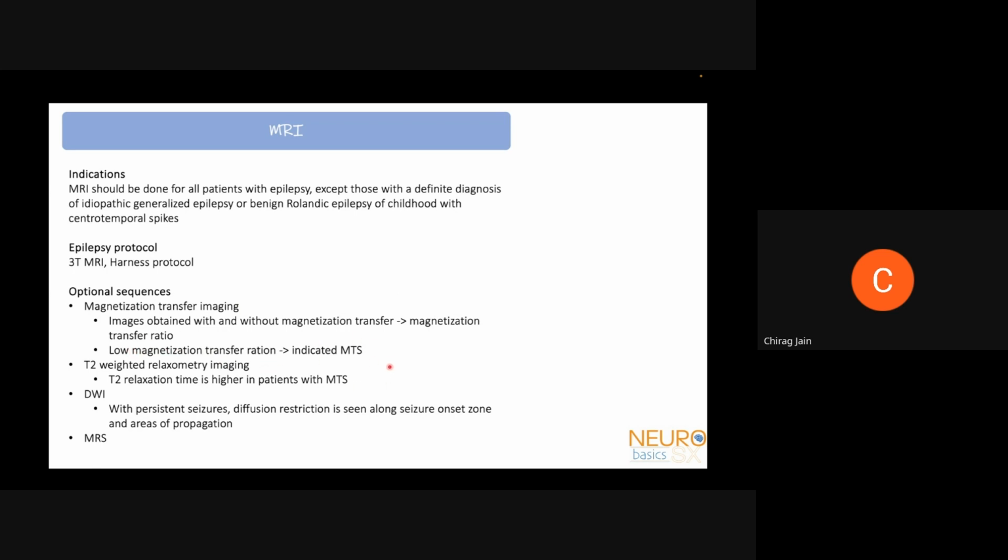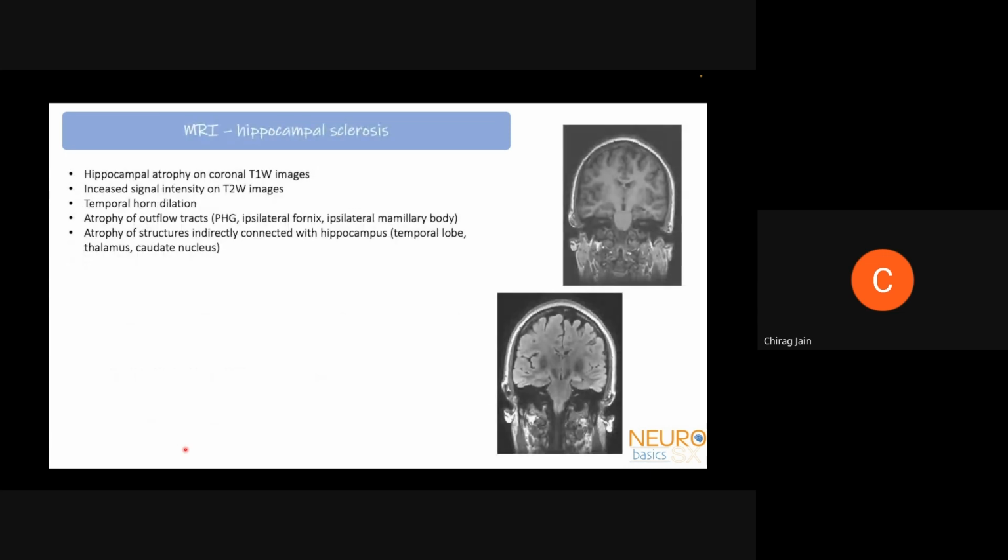Sometimes you're not able to pick up MTS simply with a normal MRI. So this magnetization transfer imaging and even T2 weighted relaxometry imaging can help you to pick up subtle MTS. T2 relaxation time is actually higher in patients with MTS, and you can weight the images particularly to look for this T2 relaxation time and pick this subtle MTS up. You can also do diffusion weighted imaging. With persistent seizures, you can see diffusion restriction at the point where the seizure has originated and even along the areas of propagation. And we'll see later how MRS also works to pick up epileptogenic zones.